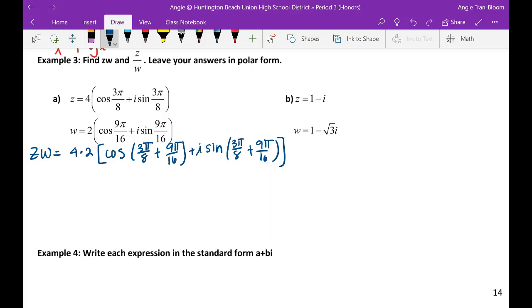If they give you radians in the original problem, then keep it as radians. So the common denominator is 16, so 3 pi over 8 would turn into 6 pi over 16. So my final answer when I multiply is 8, then cosine of 6 pi plus 9 pi over 16 is now what?